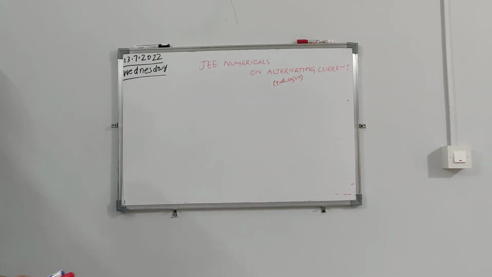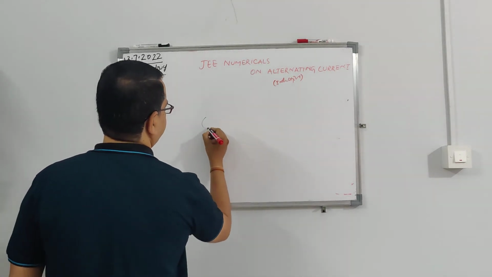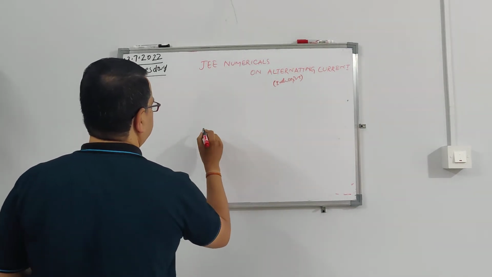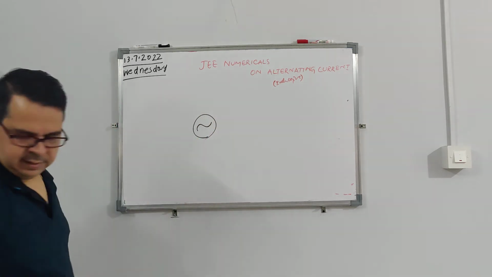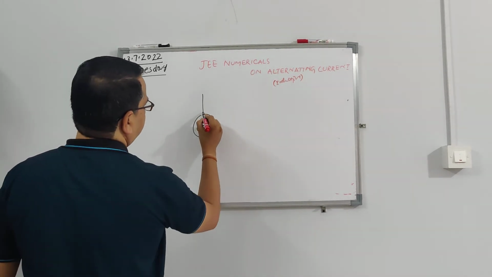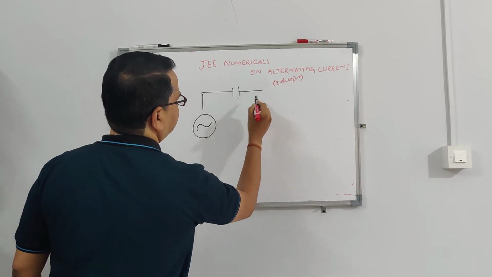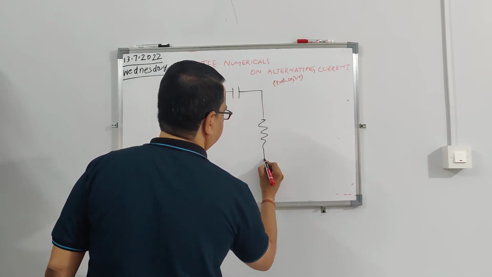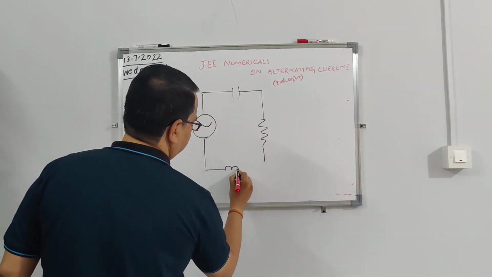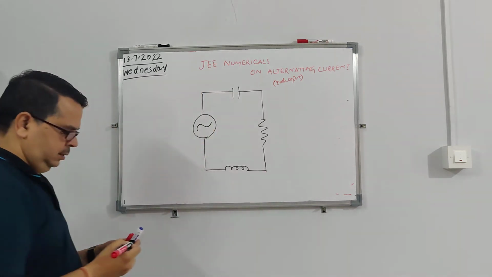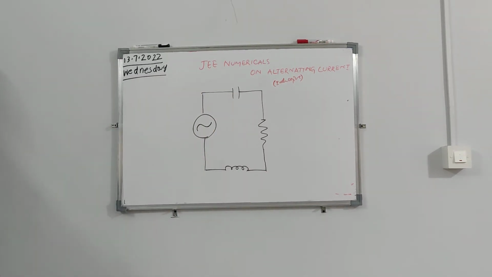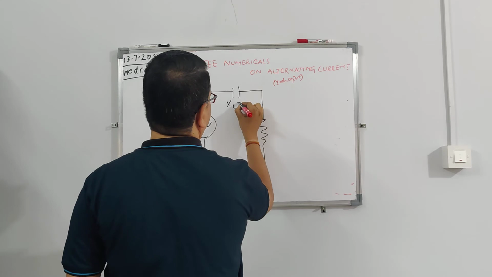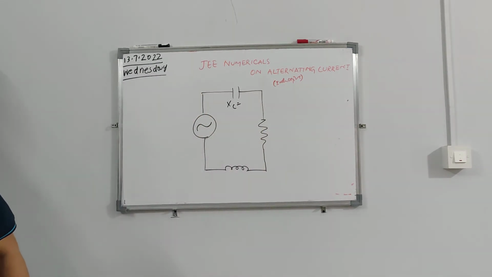Let me draw the picture. So you have an LRC circuit. You have a capacitor here, you have a resistor here, and you have an inductor here. So this is your circuit, and you will have a capacitive reactance of 30 ohm. So this is your XC, which is equal to 30 ohm.